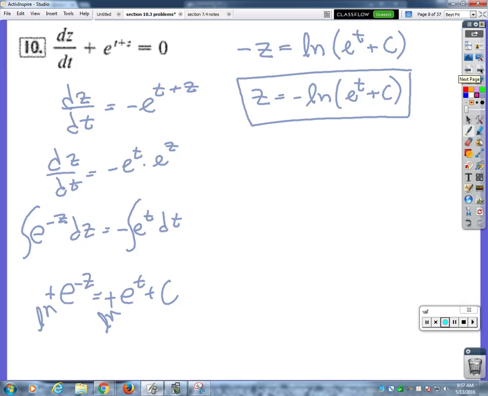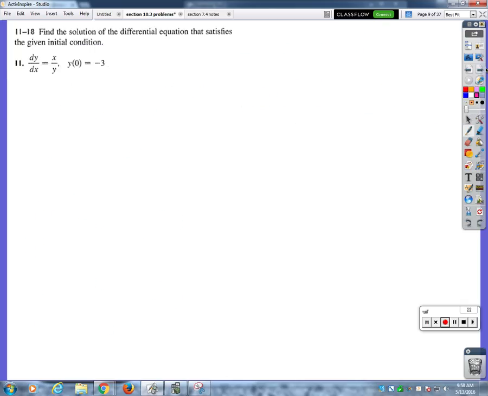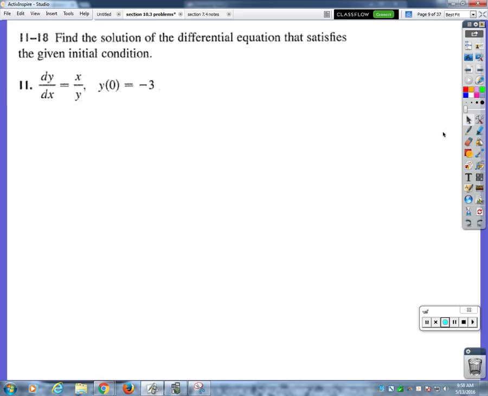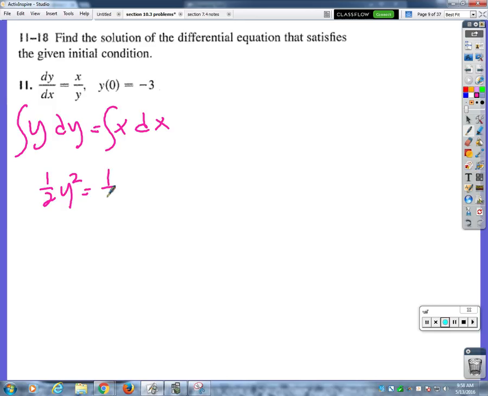Moving on. Now we get to actually plug in some numbers, and so Caleb doesn't have to be so frustrated with the C situation. So this is y dy equals x dx. So antiderivative both sides. So that's 1/2 y squared equals 1/2 x squared plus c.